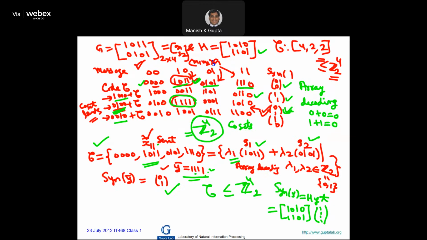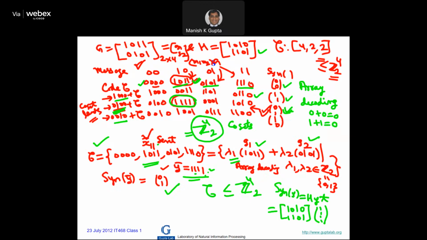No, I'm taking just 2 vectors, that's all. H we'll talk about later. First of all, you see that from G we are getting this C. Is that okay? This C is okay. By taking 2 vectors, I'm calling them G1, G2 as a generator matrix, and I'm now getting all these 4 vectors.